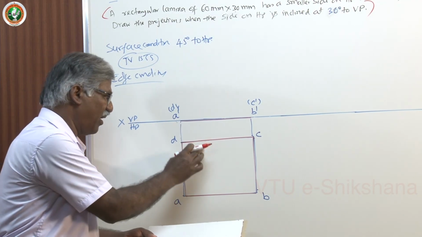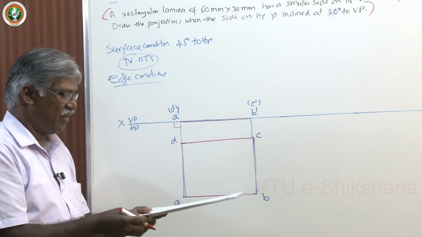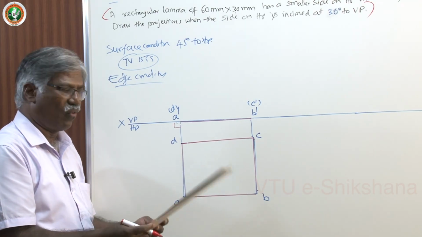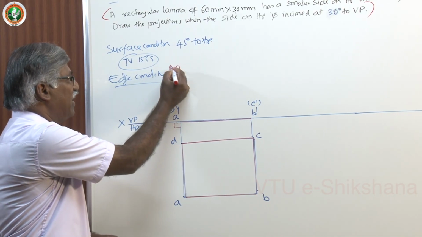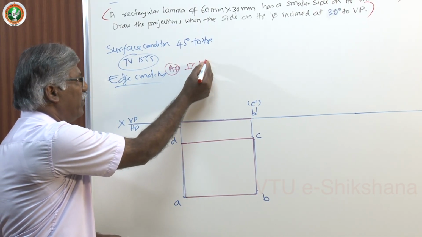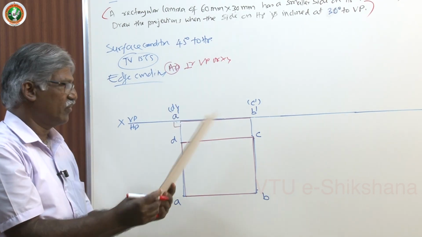Take something. The longer edge must be parallel, and we are very particular about this. About that we have to rotate. The edge to be placed on HP is AD. Edge AD is perpendicular to VP, on the XY line.